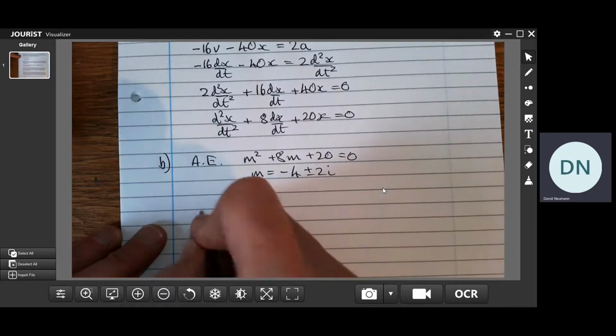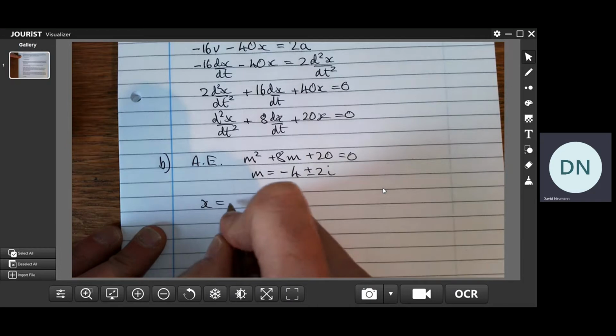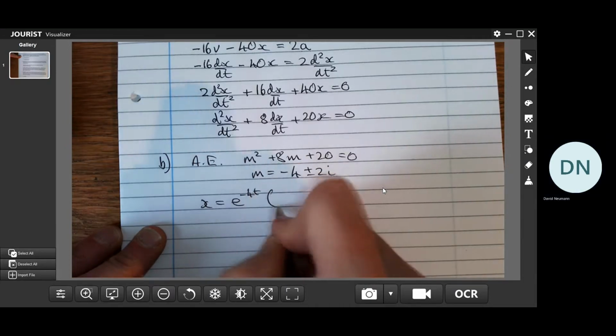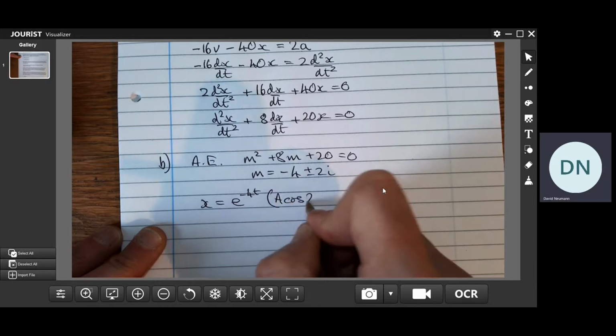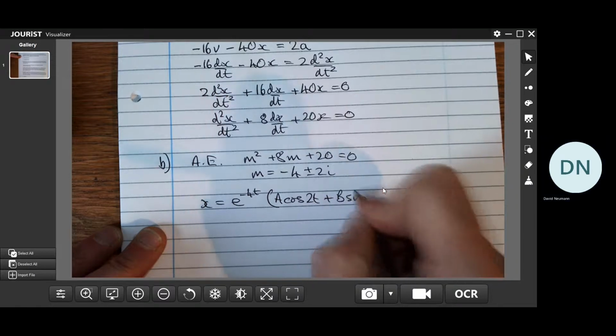So we've now got the solution: x is equal to e to the minus 4t, A cos of 2t plus B sine of 2t.